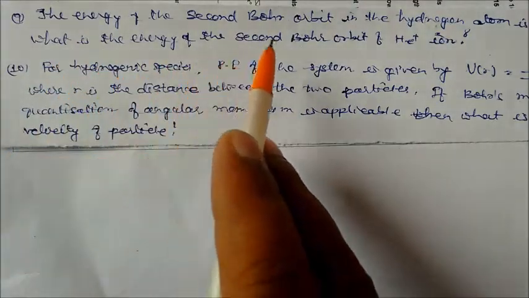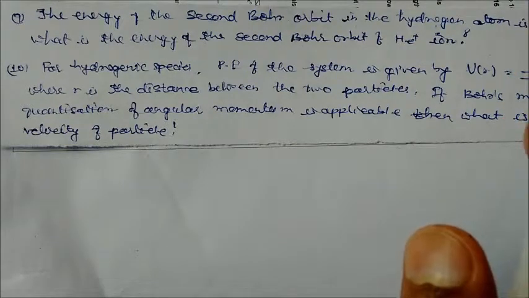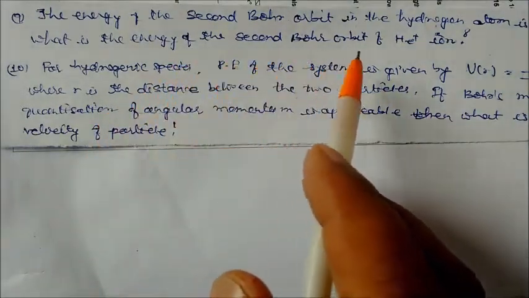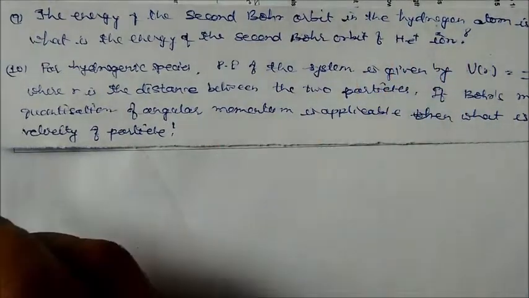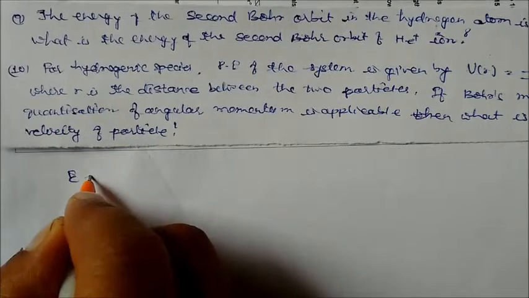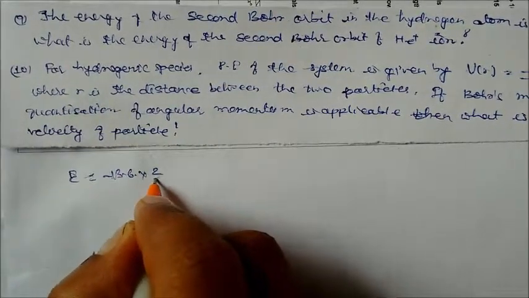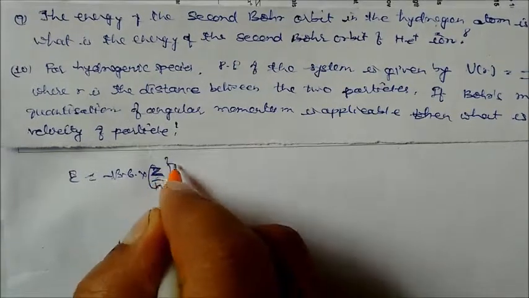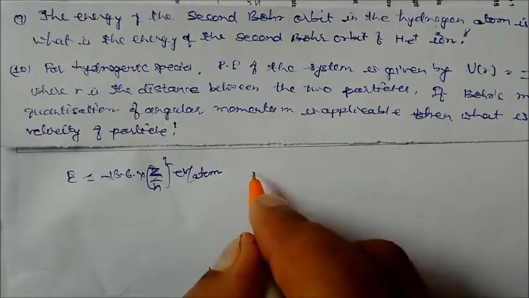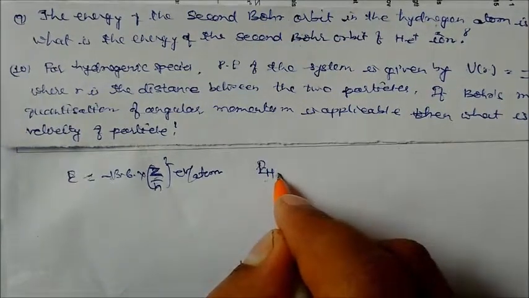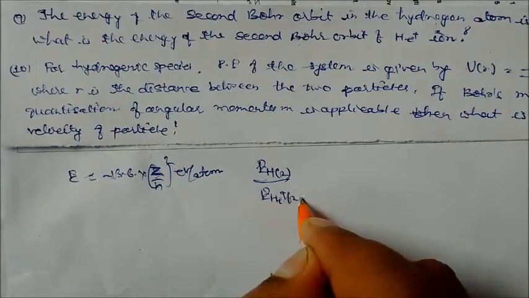The energy of the second Bohr orbit in the hydrogen atom is minus 3.4 electron volt. What is the energy of the second Bohr orbit of the helium ion? We can use this formula: energy is equal to minus 13.6 electron volt, Z by n whole square, electron volt per atom. So we compare the energy of hydrogen for the second orbit and the energy of helium plus for the second orbit.